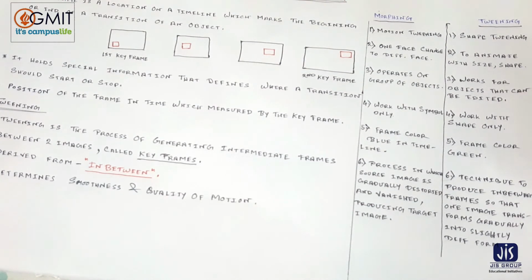So this is all about morphing and twinning. Difference between morphing and twinning, very important question. There are 6 points. You can get this question in your semester exam as a 5 marks question also. So this is all about keyframing and twinning, and also the difference between morphing and twinning. What is a keyframe? How can you use it? What is twinning? Why is this called shape twinning? Why is morphing called motion twinning? We have discussed all this.